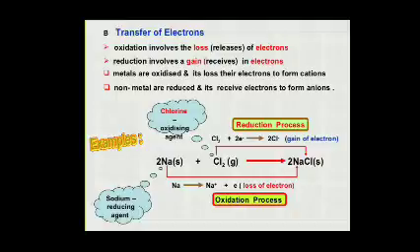Here the sodium atom loses electrons from its valence shell, which is an oxidation reaction. The sodium acts as a reducing agent. The atom that undergoes oxidation acts as a reducing agent. Chlorine gains electrons from the sodium atom to form a chlorine anion. This reaction is called a reduction reaction. The atom that undergoes reduction acts as an oxidizing agent.